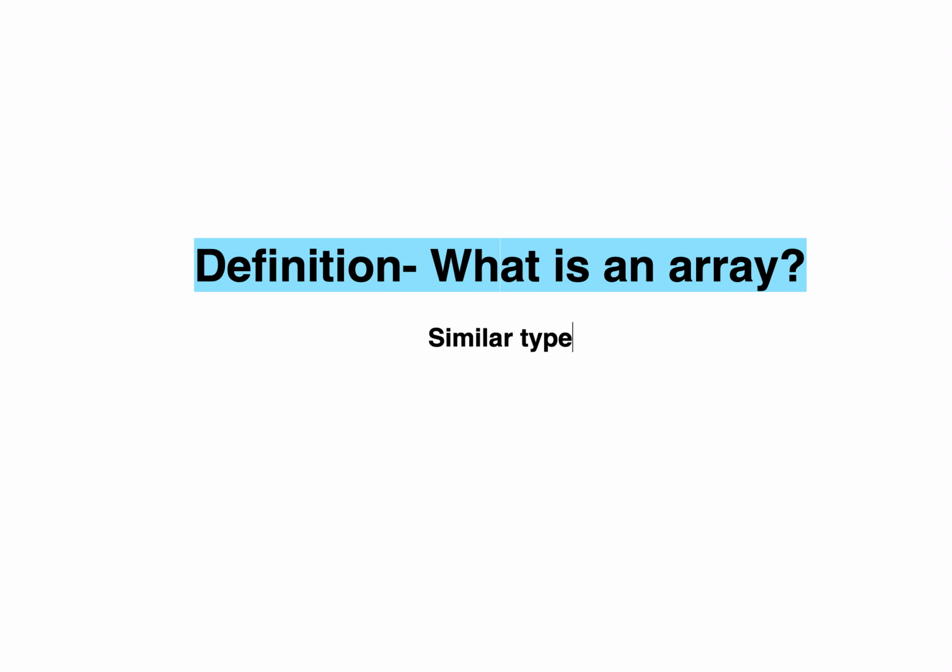Guys, similar type means that in an array you can store a single data type value only. You cannot store multiple data type values in a single array. If you have declared an integer type array, then you can store only integer values in that array. Let us see the second part of the definition, which is what does contiguous memory mean? Guys, contiguous memory means in a sequence or one after the other.